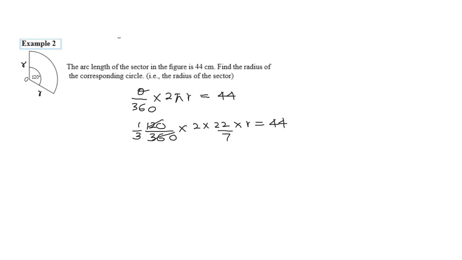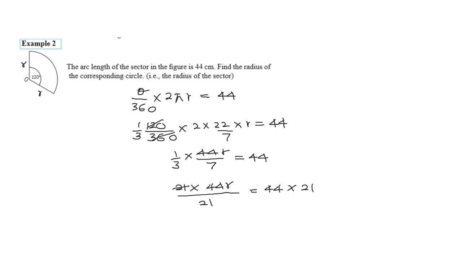Then what you have to do here to simplify this thing, you have 2 times 22, that is 44 r over 7, and you have 1/3 there, equal 44. Then here you have 3 times 7, which is 21. If you multiply both sides by 21, this way this equation becomes linear. So I multiply this equation by 21: 44r, then 21, equal 44 into 21.